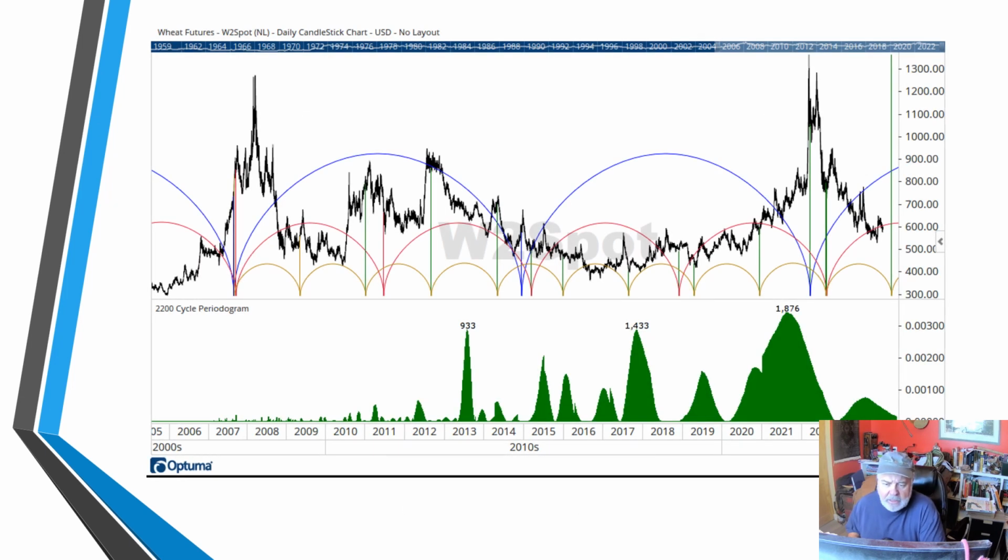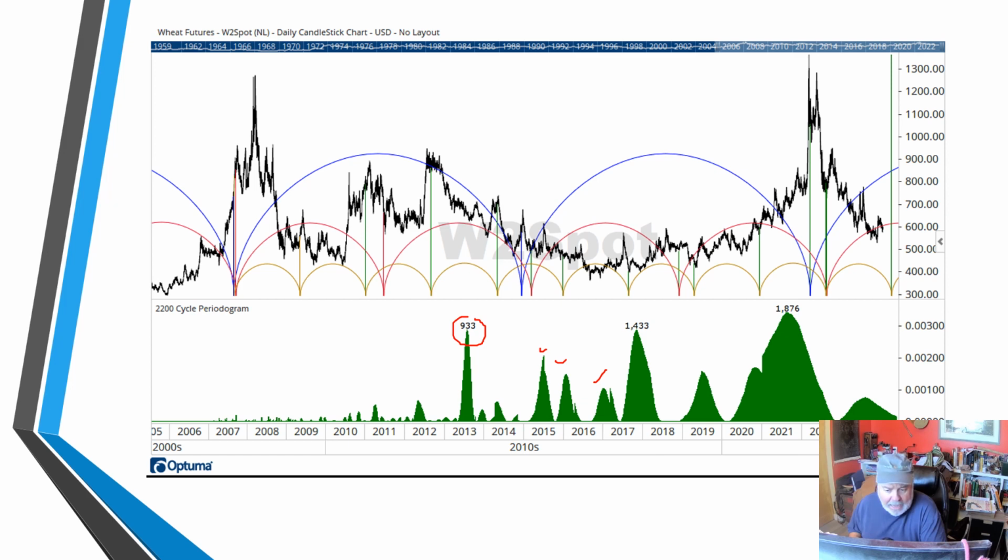So here's an example. This is wheat futures, Chicago wheat, and it's a daily chart. And you can see that when I apply the periodogram function, it's telling me that somewhere embedded in all of this wheat data going back decades, the software is saying that there's a cycle that's about 1,876 days in duration. It's finding another major cycle of about 1,433 days. It's finding some smaller ones here and here and here, but it's finding another big one that's about 933 days. So good enough. That's really what I need.